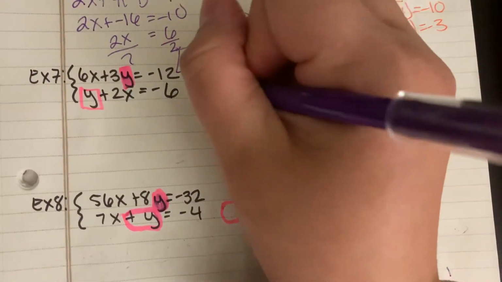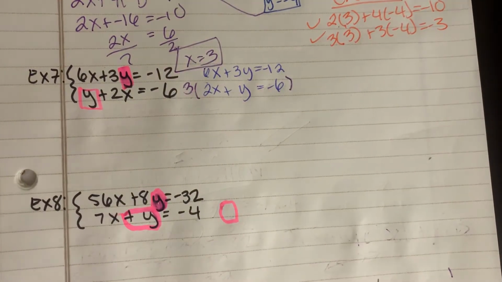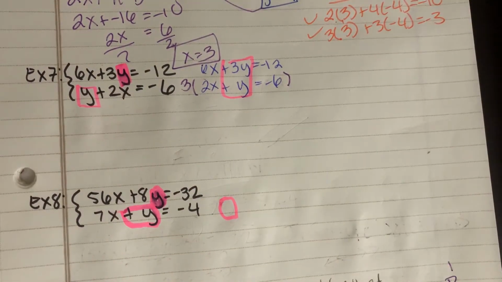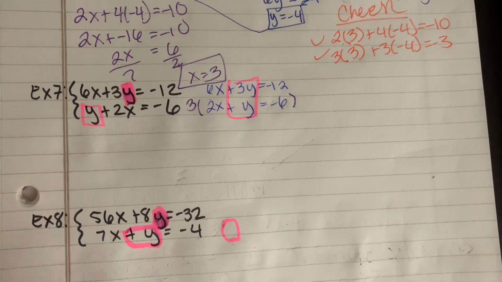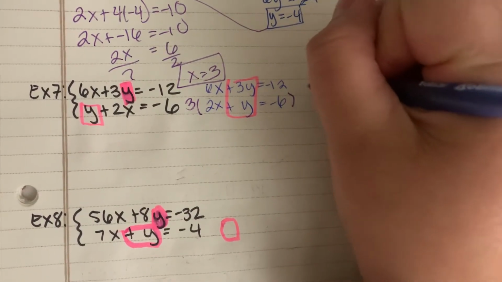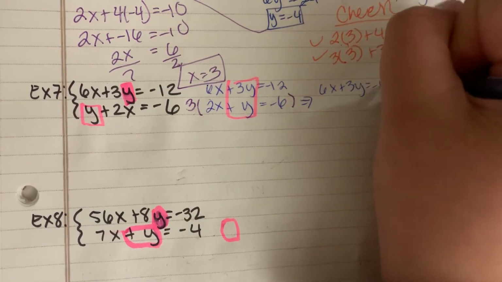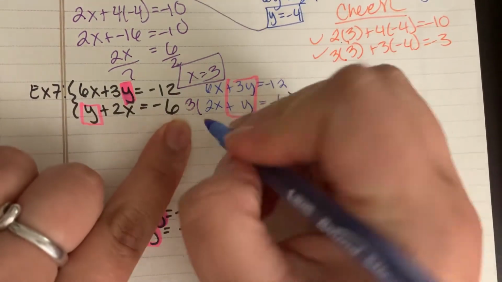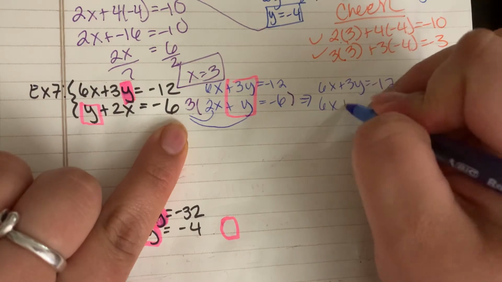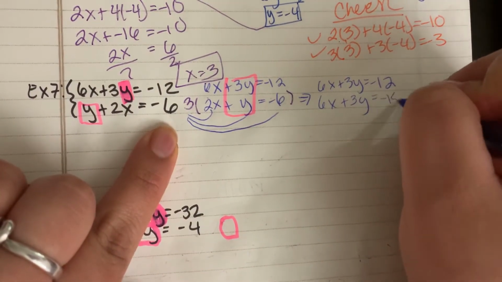So I'm going to go ahead and multiply this equation by 3 because my goal is to get these y's to match. When I multiply by 3, we end up with the equation 6x plus 3y equals negative 12. 3 times 2x is 6x. 3 times y is a positive 3y. And then 3 times negative 6 is going to be negative 18.